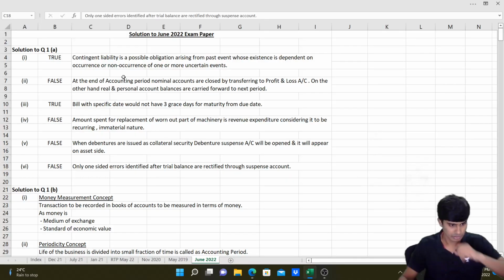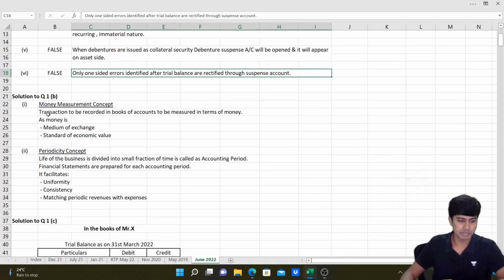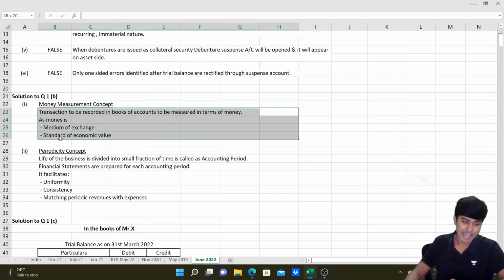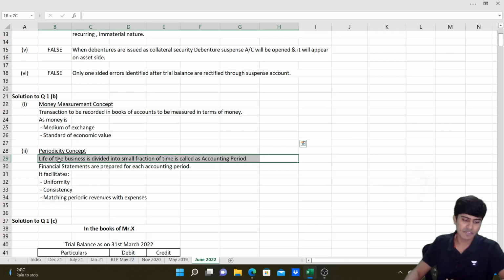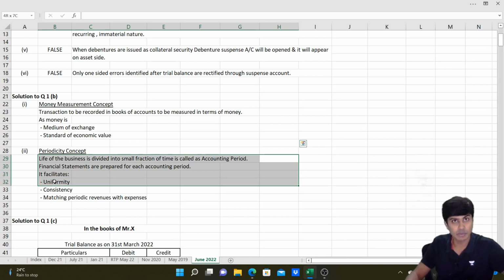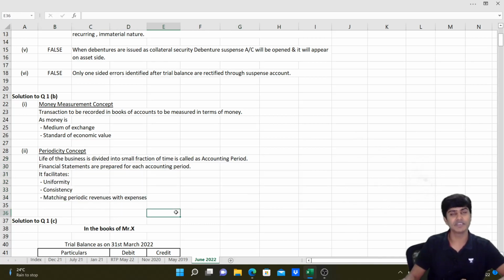However, let's see the answer. Number one, money measurement. Transactions are to be recorded in the books of accounts and should be measured in terms of money, as money is the medium of exchange and standard of economic value. Got it? Periodicity, what does it say? Life of a business is divided into small fractions of time called accounting period, and financial statements are prepared for each accounting period. Next part is, what does it facilitate? It facilitates uniformity, consistency, and matching periodic revenues with expenses.